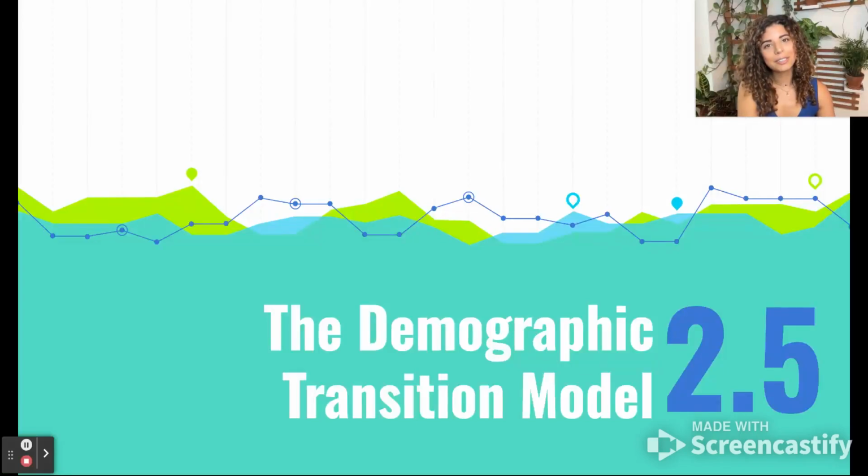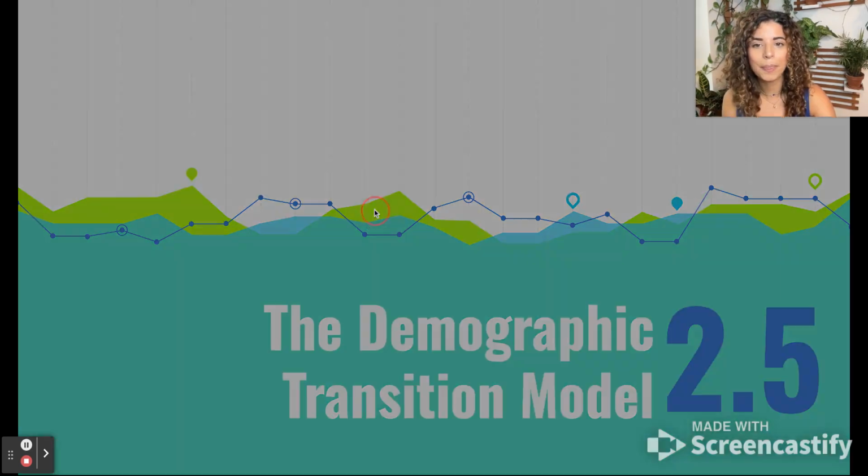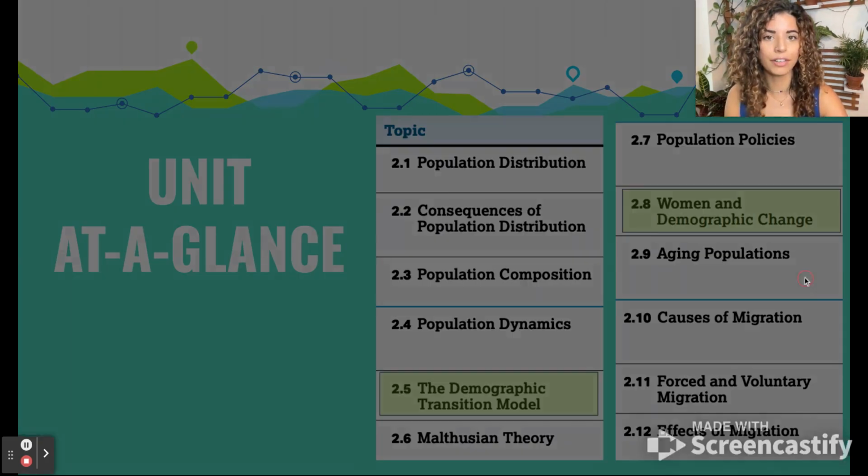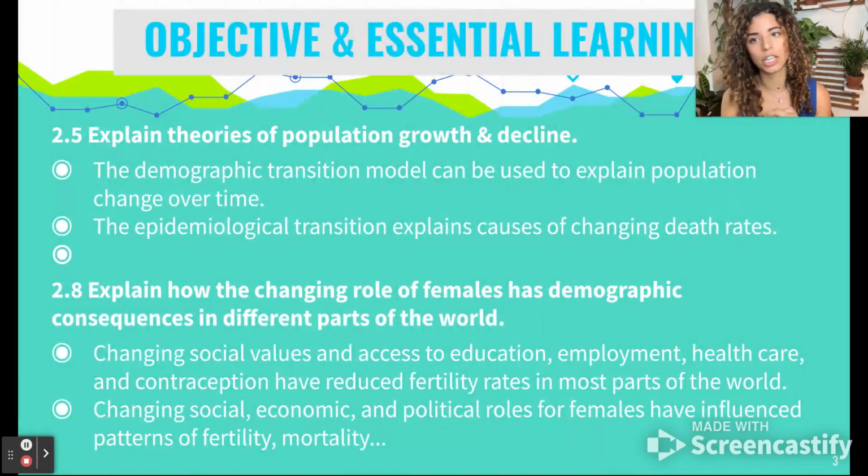Hey geographers, we are now on 2.5, the demographic transition model. For this, we are also going to be looking at the DTM in combination with women and demographic change. It also complements each other as it did in 2.4. So for 2.5, you need to be able to explain the theories of population growth and decline.